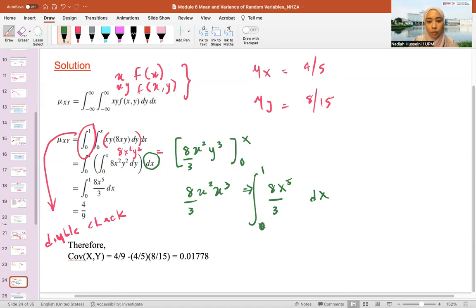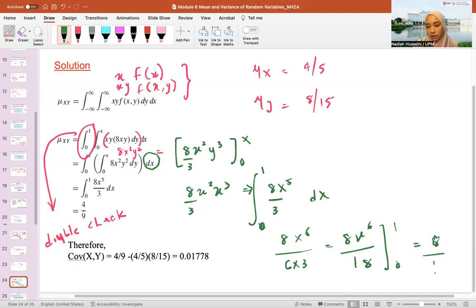So 0 to 1 and 8x to the power of 6 divided by 6 times 3 is going to be 8x to the power of 6 over 18, and it goes from 0 to 1. Fairly straightforward. So it becomes 8 over 18. 6 times 3 is 18, right? 8 over 18. So this is 4 divided by 2, divided by 2, 9.